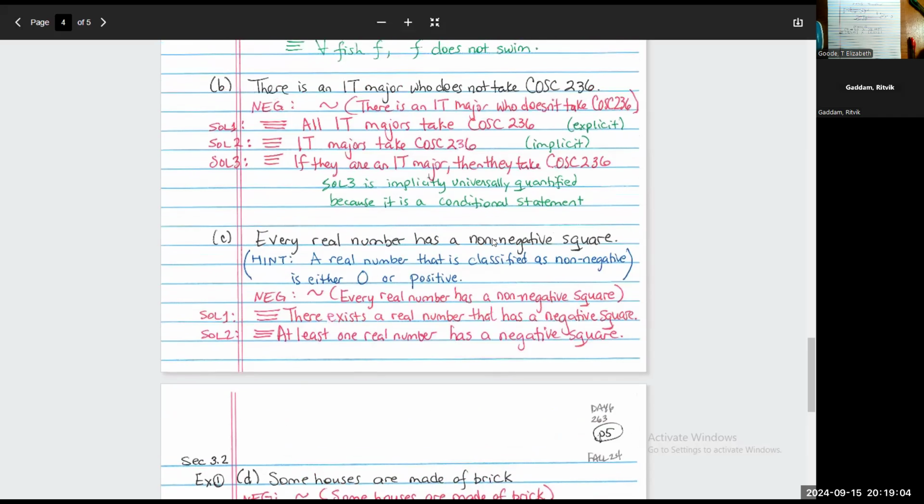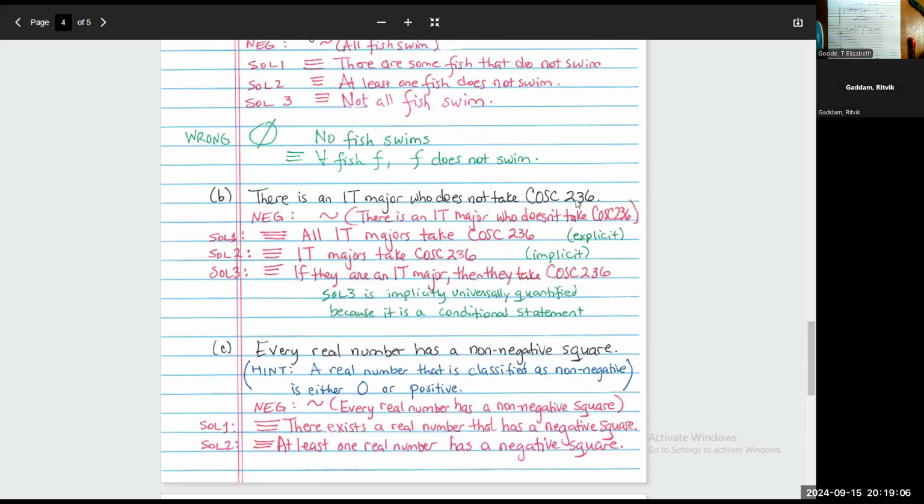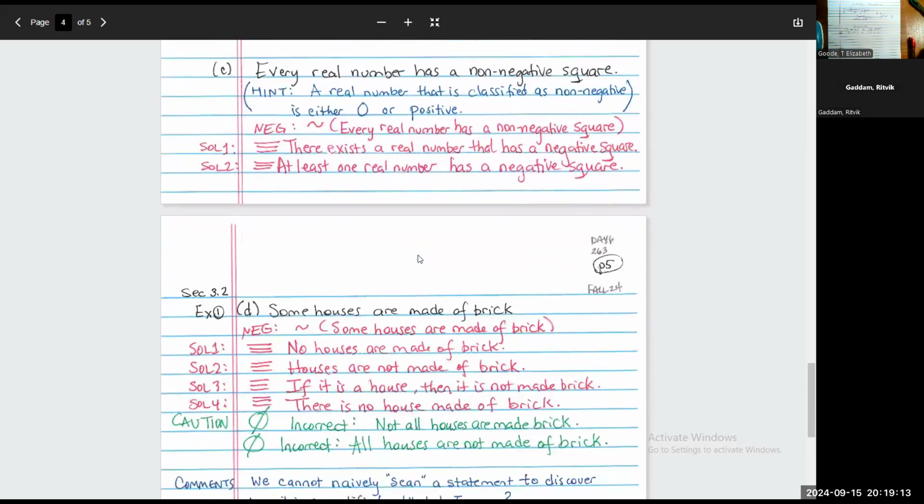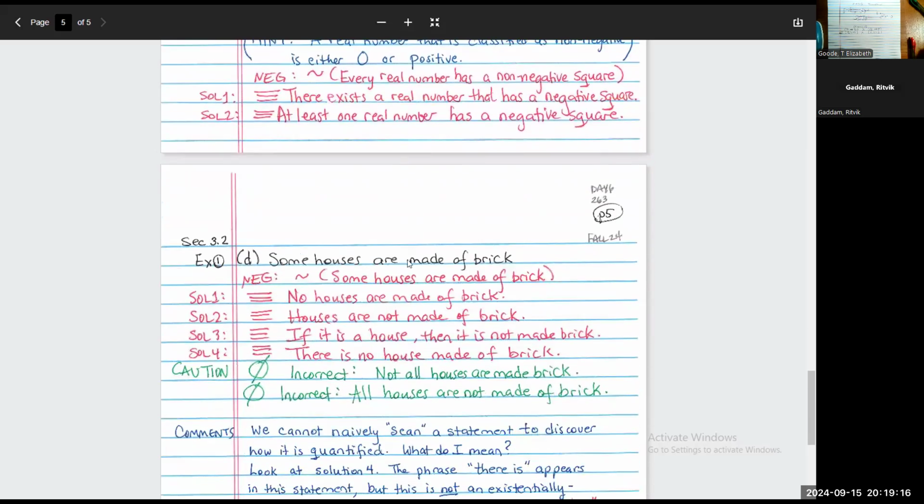And then there are two examples where we negated an existence statement. In B, there is an IT major with this property. And in D, some houses are made of brick. That means there is at least one house that's made of brick. If that fails, if it's not true that some houses are made of brick, then no houses are made of brick. Or for every house, it's not made of brick. If it's a house, then it's not made of brick. These are all universal.